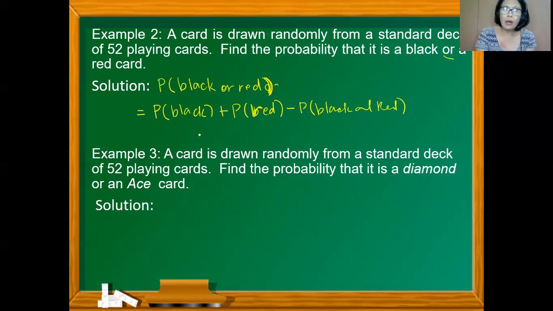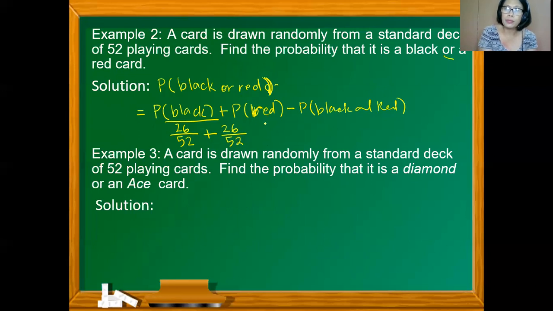Now, how do we know the chance or the probability of selecting a black card from a deck of cards? So we should know how many black cards we have from a deck of cards. Since there are 26 black cards and a total of 52 cards, the probability there is 26 over 52, plus the probability of selecting a red card. We know that there are also 26 red cards from the 52 cards.